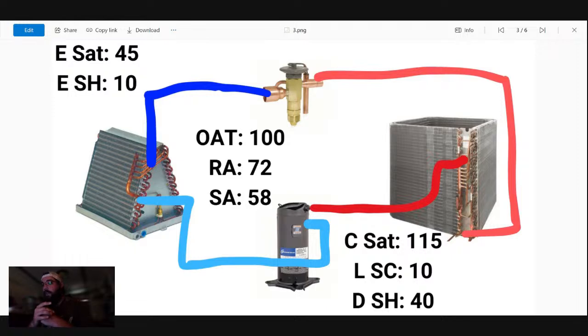I see an oversized system. Yeah, I bet you that runtime is too short and the system is not dehumidifying, therefore uncomfortable. Or the blower speed: too much airflow, insufficient compressor.